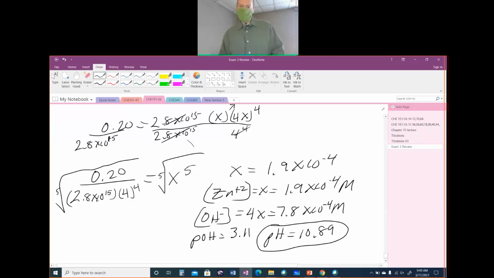All right, so in this problem, they didn't ask for the pH, but that is a question that I would ask. What is the zinc plus 2 concentration? What's the OH minus concentration? What is the pH? All right, so you would then get the pOH and then get the pH from that.